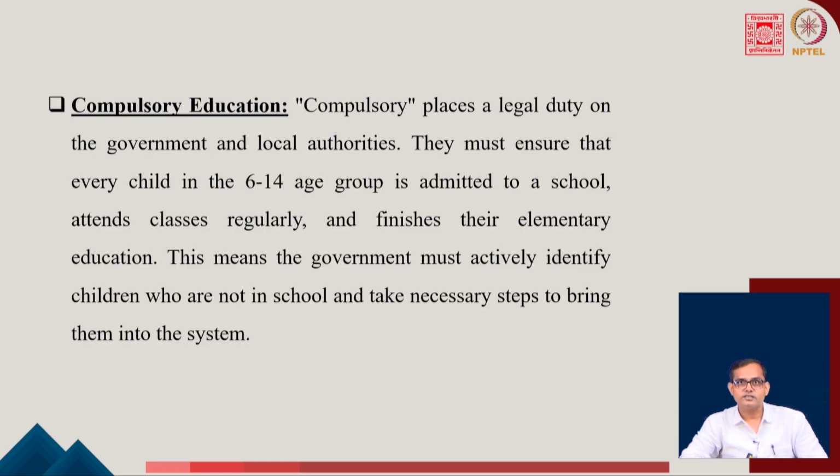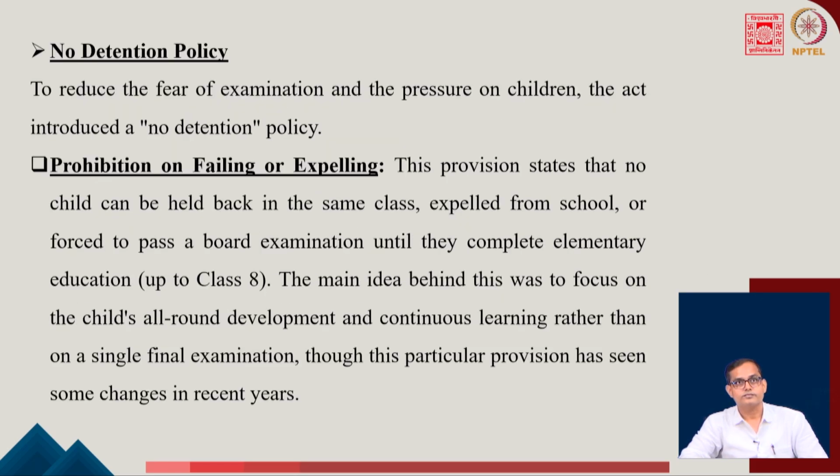Compulsory education. Compulsory places a legal duty on the government and local authorities. They must ensure that every child in the age group 6 to 14 years old is admitted to a school, attends classes regularly and finishes their elementary education. This means the government must actively identify the children who are not in school and take necessary steps to bring them into the education system and to attend their schools.